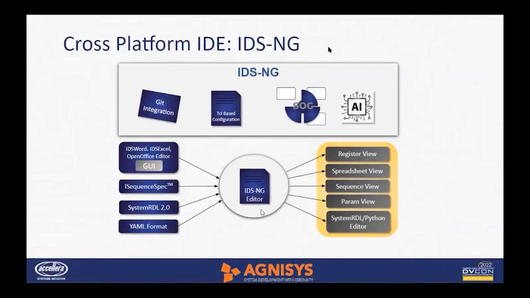Now, once the specification is captured in the IDS-NG editor, the user can have various views of the same specification with just a single click, such as register view, spreadsheet view, sequence view, param view, and SystemRDL Python editor. IDS-NG further has a Git integration feature where the user can use pull, push, commit, and diff-like features. Then there is Tcl-based configuration for customization of output. AI-based sequence detection is also part of IDS-NG. And SoCE captures the information of connection of blocks at the top level and automatically generates the top wrapper module.